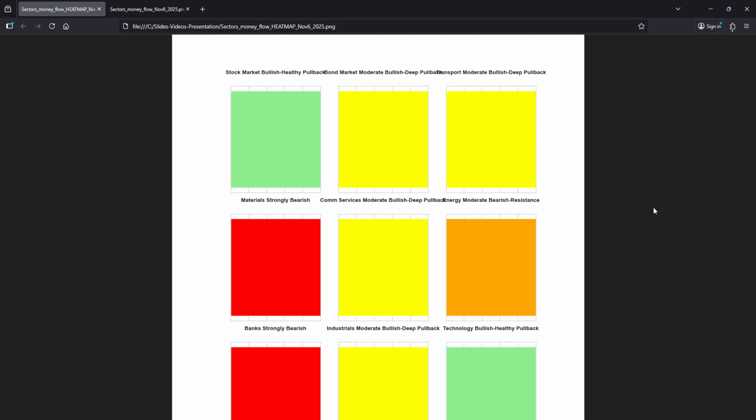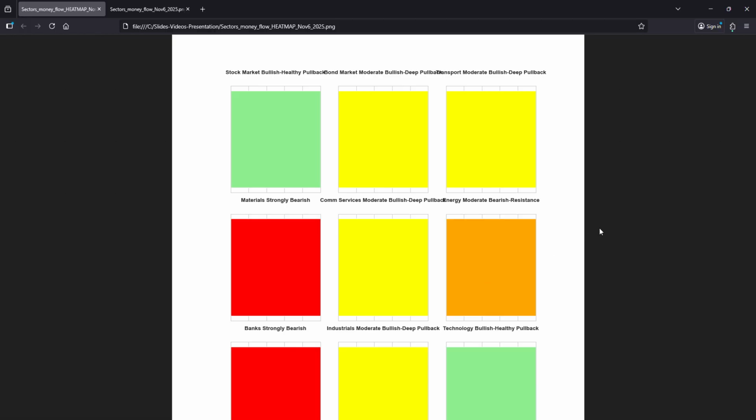at the end of the running of the code, this is the output I get. Colors for the overall stock market and the bond market and the various sectors within the stock market. For example, the stock market looks like light green, the bond market looks like yellow, the transport sector within the stock market looks like yellow, and the materials sector within the stock market is strongly bearish in red, and communication services in yellow, and energy is in orange.